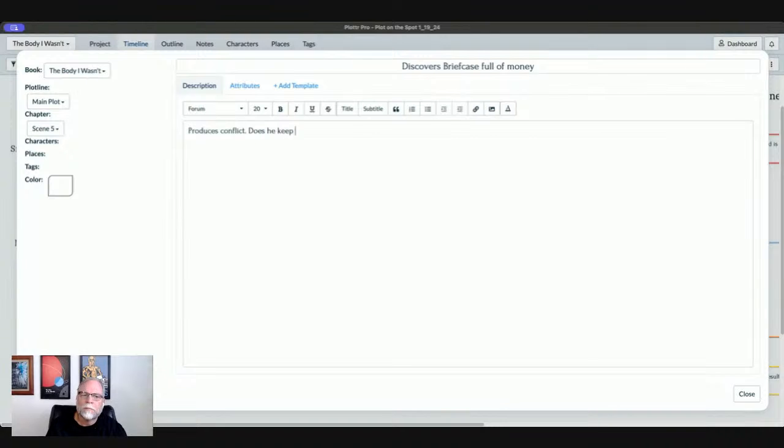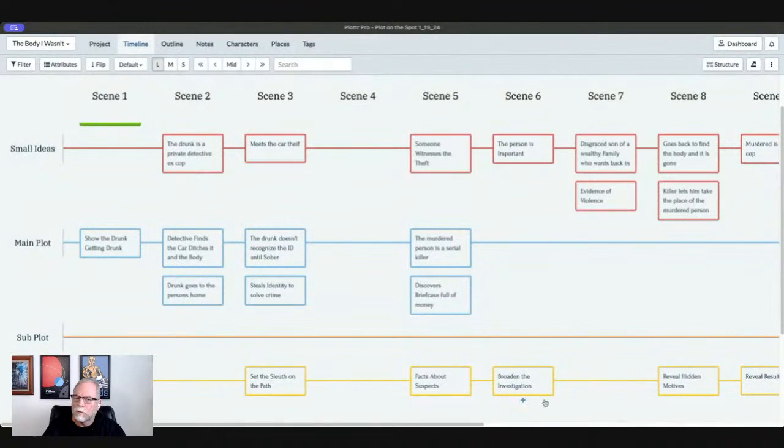Does he keep the money or give it back? If he's a poor private detective who's drunk, he might need the money. So what is he going to do with it? That creates an interesting thing we can do as well.